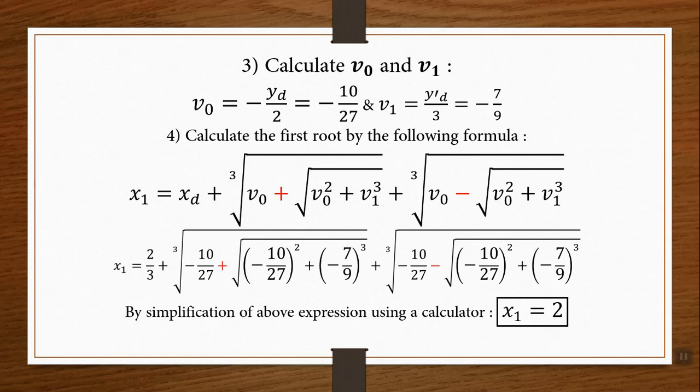The third step is to calculate v0 and v1. v0 equals negative yd over 2, which is equal to negative 10 over 27, and v1 is equal to y prime of d over 3, or negative 7 over 9.